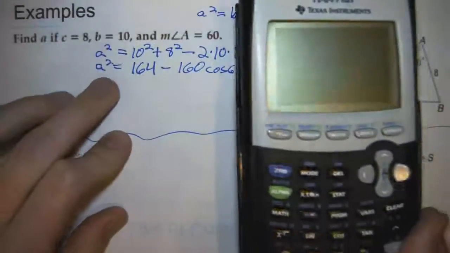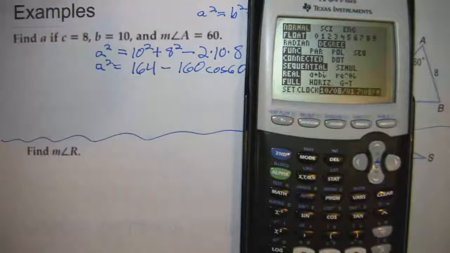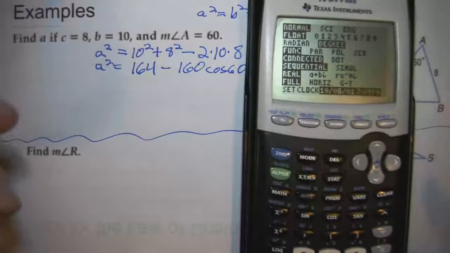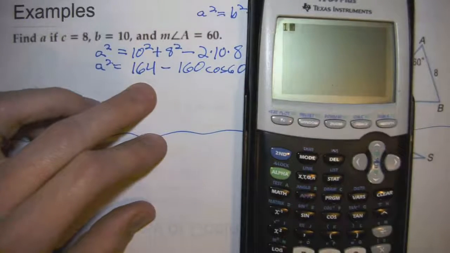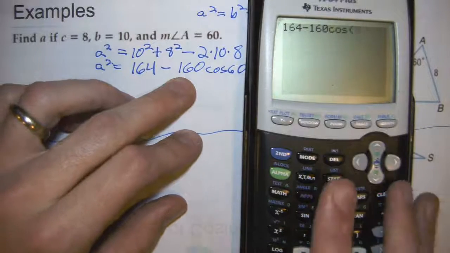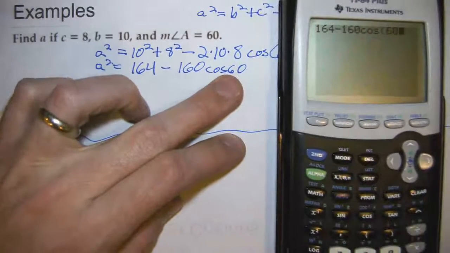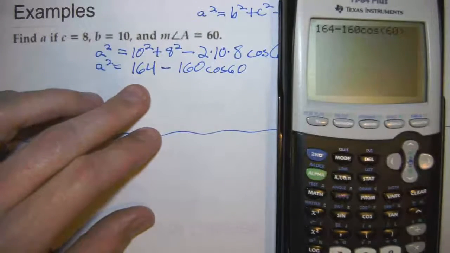Again, I would strongly urge that you double check every time, hit mode, make sure you're in the correct mode for your class. For my class, we're measuring in degrees, though obviously as you get in higher level maths, you might need radians, then you'd need to select it. But we've got degrees here, so we're good. Let's type it in. So 164 subtract 160 cosine of 60. Make sure you close those parentheses, get in the habit of doing it. Trust me, it'll bite you in the butt later if you don't.